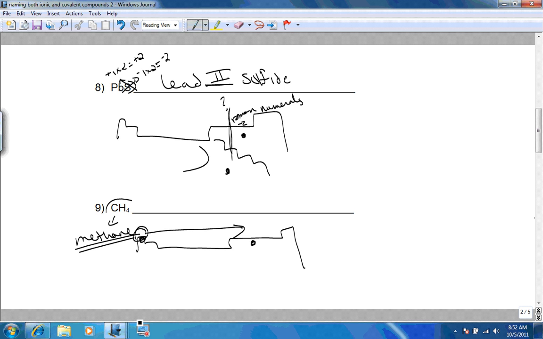So with this one, it's going to be a molecular compound, which means we're going to be using prefixes. The first one's 1, so we don't use a prefix for that one, so it's just simply carbon. And then 4 is tetra, and the hydrogen becomes hydride.